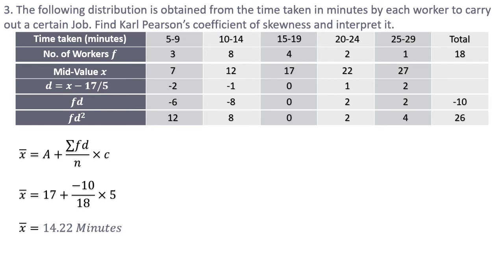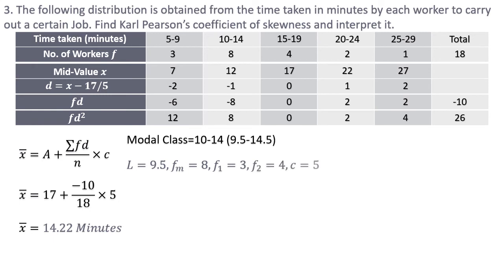So the average time taken to complete a job is 14.22 minutes. Next, you calculate the modal class, because you need to calculate mode for the continuous data. The modal class is the class with the highest frequency. The highest frequency is 8. So the class is 10 to 14, but that class is an inclusive class. So we need to convert this inclusive class into an exclusive class by deducting 0.5 from the 10 and adding 0.5 to the 14. So the exclusive class will be 9.5 to 14.5. You need to write down the lower limit, that is 9.5, the modal frequency 8, frequency before this 3, frequency after this 4, and the class length 5.